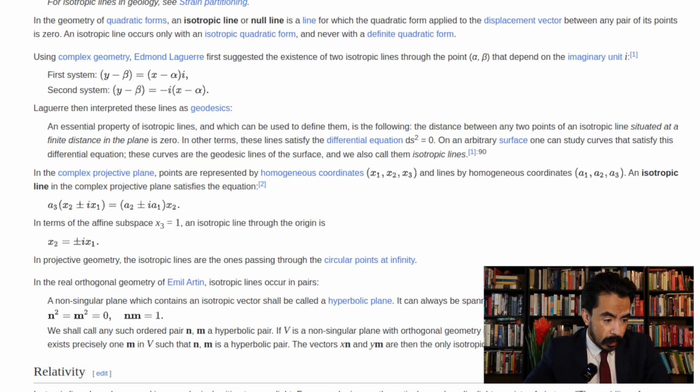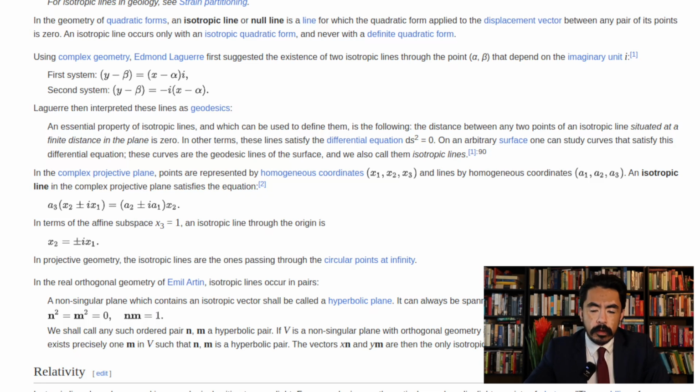An essential property of isotropic lines, and which can be used to define them, is the following. The distance between any 2 points of an isotropic line situated at a finite distance in the plane is 0. In other terms, these lines satisfy the differential equation ds squared is equal to 0, which we have seen all this before. On an arbitrary surface, one can study curves that satisfy this differential equation. These curves are the geodesic lines of the surface, and we also call them isotropic lines.